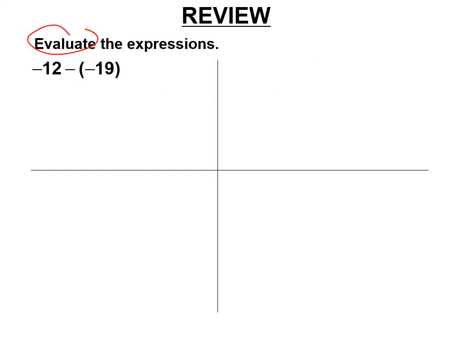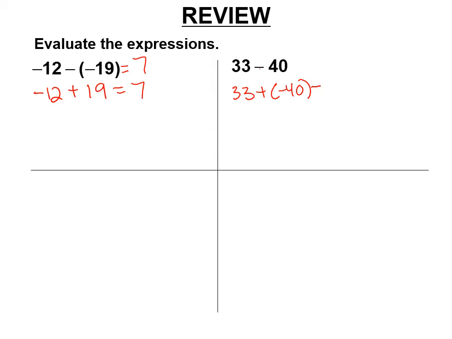This is evaluating. So subtraction is the same as adding the opposite. So negative 12 plus 19, there are 7 extra positives. Both of those equal 7. Right? This does not equal 7 because this is the same as adding negative 40. So it equals negative 7. There is no commutative property of subtraction, we say. You cannot switch this around and say it's equal to 7.